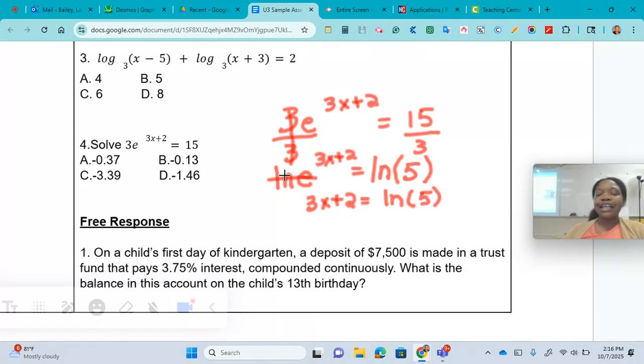I need to get the x by itself. What do I move next? The 2. We minus 2 on both sides. Now I have 3x equals the natural log of 5 minus 2. And the last step to get my x by itself, divide by 3.